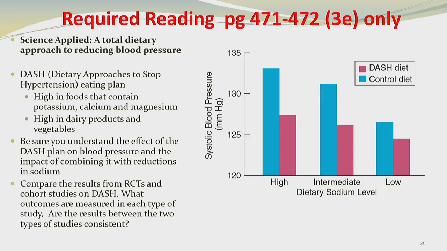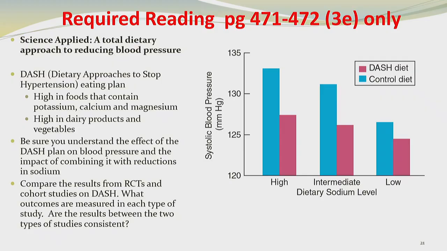So the required reading for this section is about the DASH diet. So when we're looking at different types of diets, we mentioned the DASH eating plan. And the DASH plan stands for Dietary Approaches to Stop Hypertension. So this was a diet that was initially put together to help people with high blood pressure control their blood pressure levels, bring it down. So you can think of it as an eating plan that contains many foods that are high in potassium, that are high in calcium and magnesium, because we talked about those two micronutrients also being helpful in regulating blood pressure.